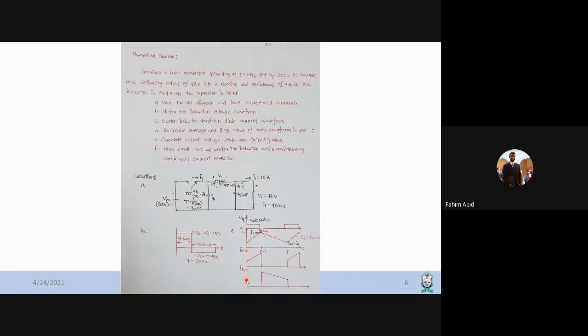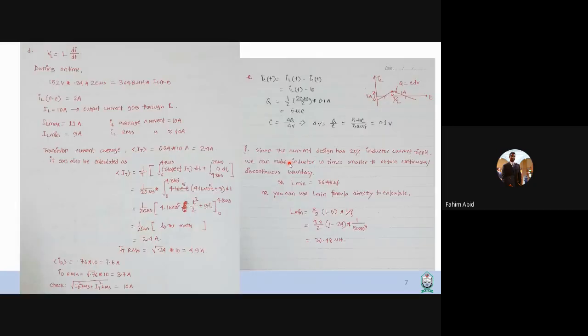Okay, so in part C, it says to calculate the output voltage peak to peak value, so the ripple voltage value here. Now, as we know that this inductor current peak to peak is 2 amp, that means the AC part of the inductor current is the current that is flowing through the capacitor. And this is basically T over 2. So from here, your IC of t is basically IL of t, the inductor current, minus the DC part of the inductor current, that is the current that is flowing through the capacitor.